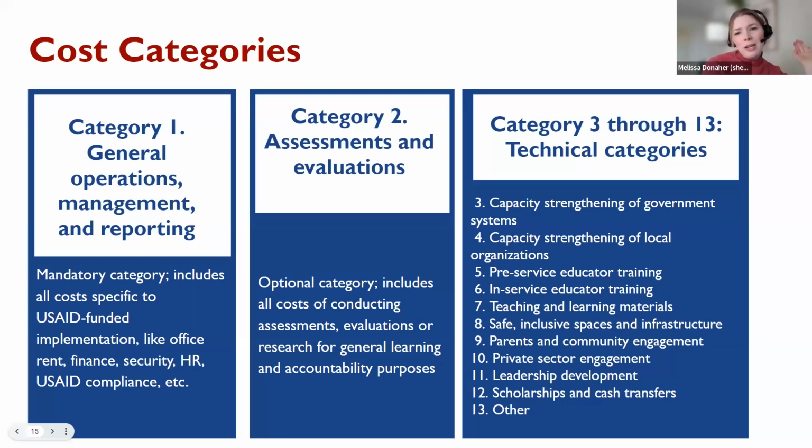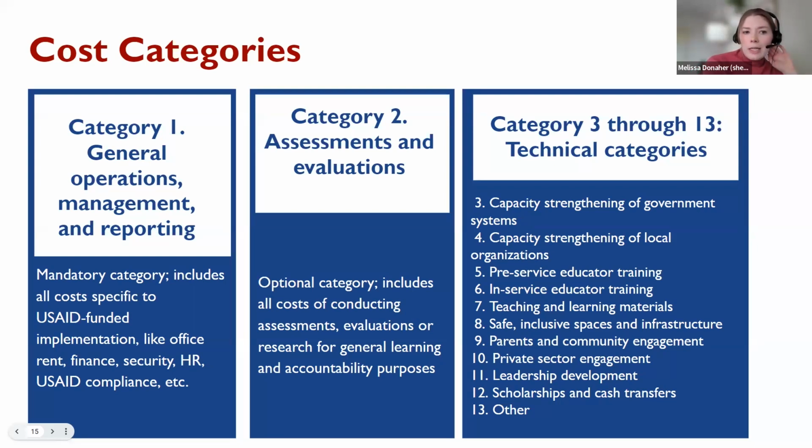And then categories 3 through 13, these are our technical categories. You'll note that while these categories were initially developed for the education sector, you'll see through the examples we'll go through on the next few slides, many of them are also relevant for cross-sectoral PYD programs. But in cases where you have activities that don't fit into one of these standard categories, there is also an other option, number 13, which can be used. Again, this is a menu of options, so you would not be using all of them. You would only select the ones that are relevant for your particular activity.